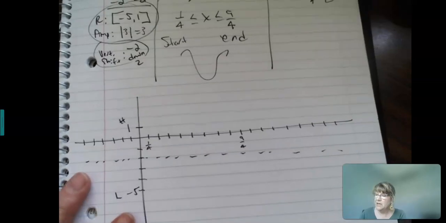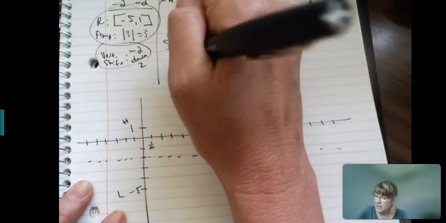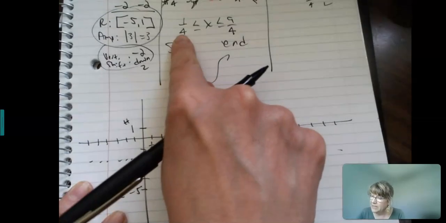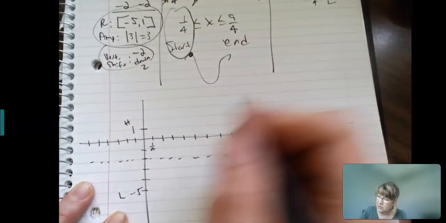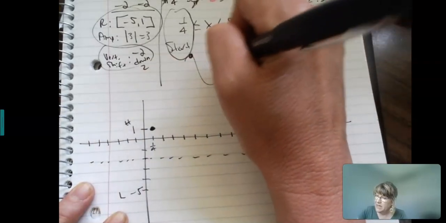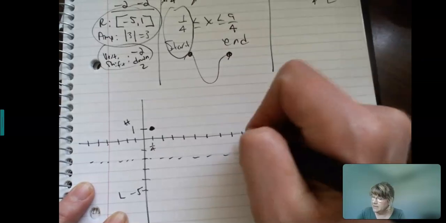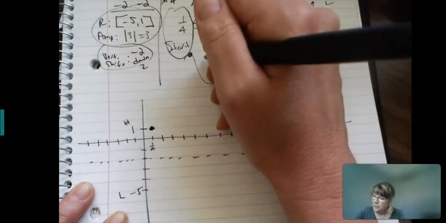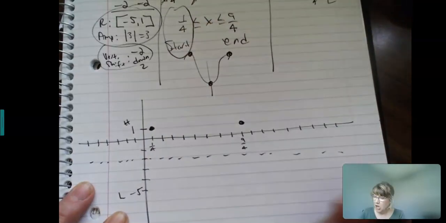Okay, so let's think about our typical cosine. It starts with a high. So at my start, this is going to be a high. All right, let's talk about the end. A cosine is a cup. It ends at a high. So where's my 9/4? That's a high. Halfway in the middle is a low.